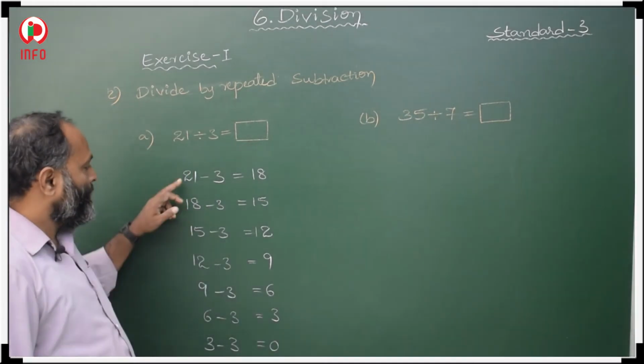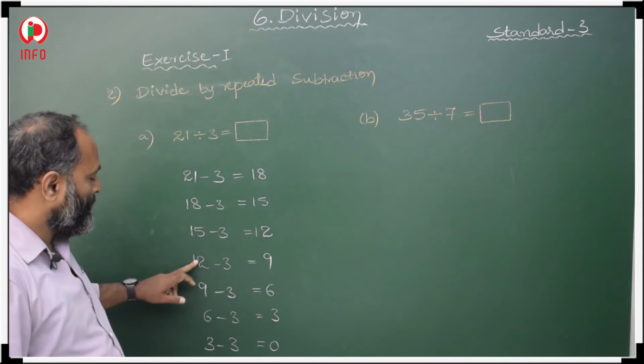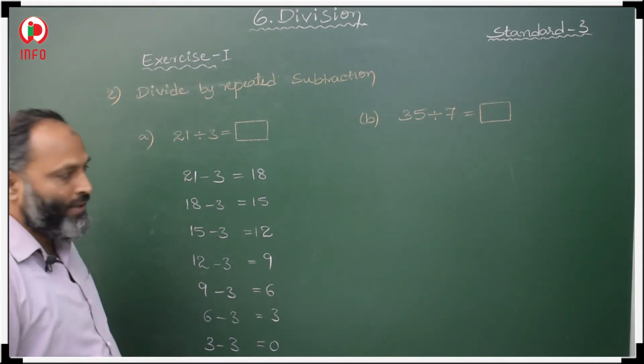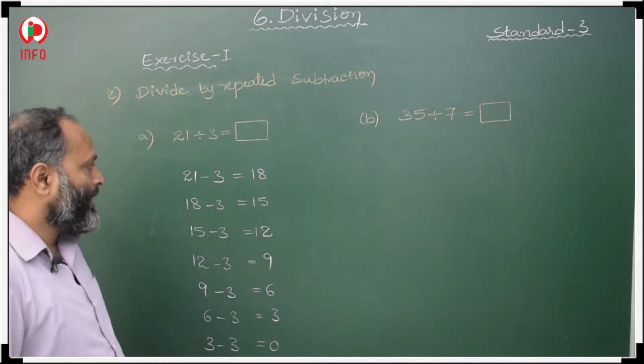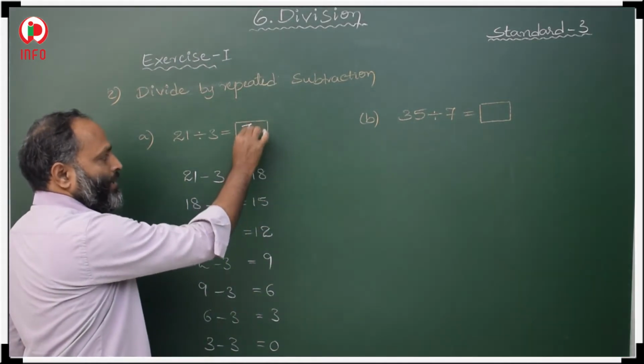So first step, second step, third step, fourth step, fifth, sixth and seventh. In the seventh step we are getting 0. It means here the answer is 7.